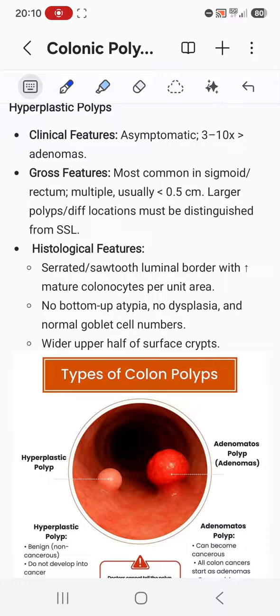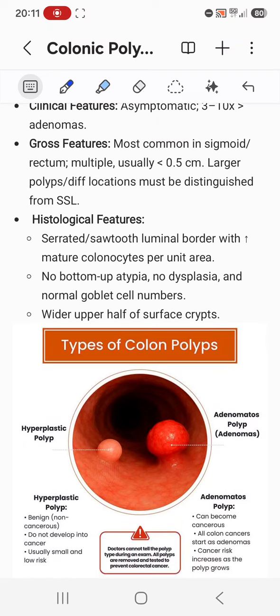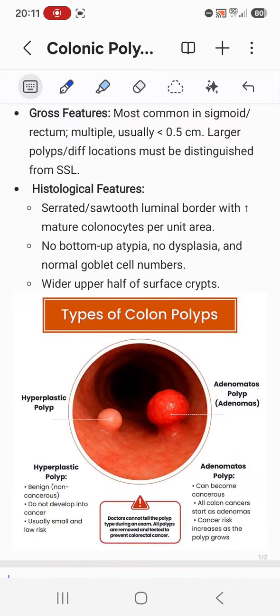The hyperplastic polyp has a serrated sawtooth luminal border on histology, where we'll find mature colonocytes, which are basically the enterocytes, the columnar epithelial cells that are in there. There are more of those per unit. As the name suggests, it's a hyperplastic condition where there is more proliferation of the cells.